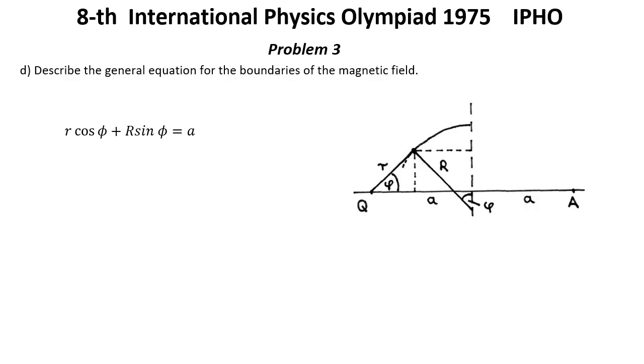The boundaries of the magnetic field are given in that case by the equation: small r equal a over cosine phi multiplied by 1 minus big R over a sine phi. That was a solution for question D, and here we solved all questions for problem 3.